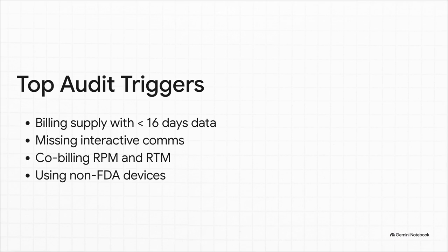Also, you absolutely cannot try to co-bill RPM and RTM for the same system or data during the exact same period. It's one or the other. And lastly, for RPM specifically, using some generic, non-FDA-defined wellness tracker will trigger an immediate failure if you're audited.